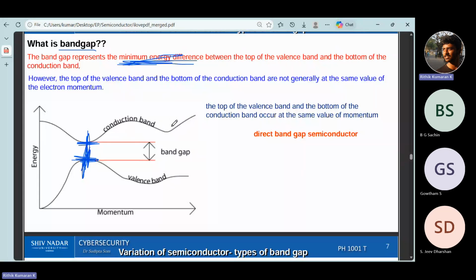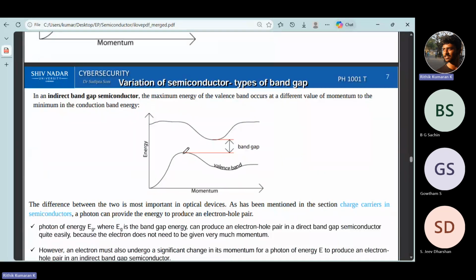At a particular moment, you see, this is a moment, this is a moment, this is a moment. At a particular moment, both the upper value of the valence band and the lower value of the conduction band should occur. If that is the case, we call it a direct band gap semiconductor. To formally define it, the top of the valence band and the bottom of the conduction band occur at the same value of momentum.